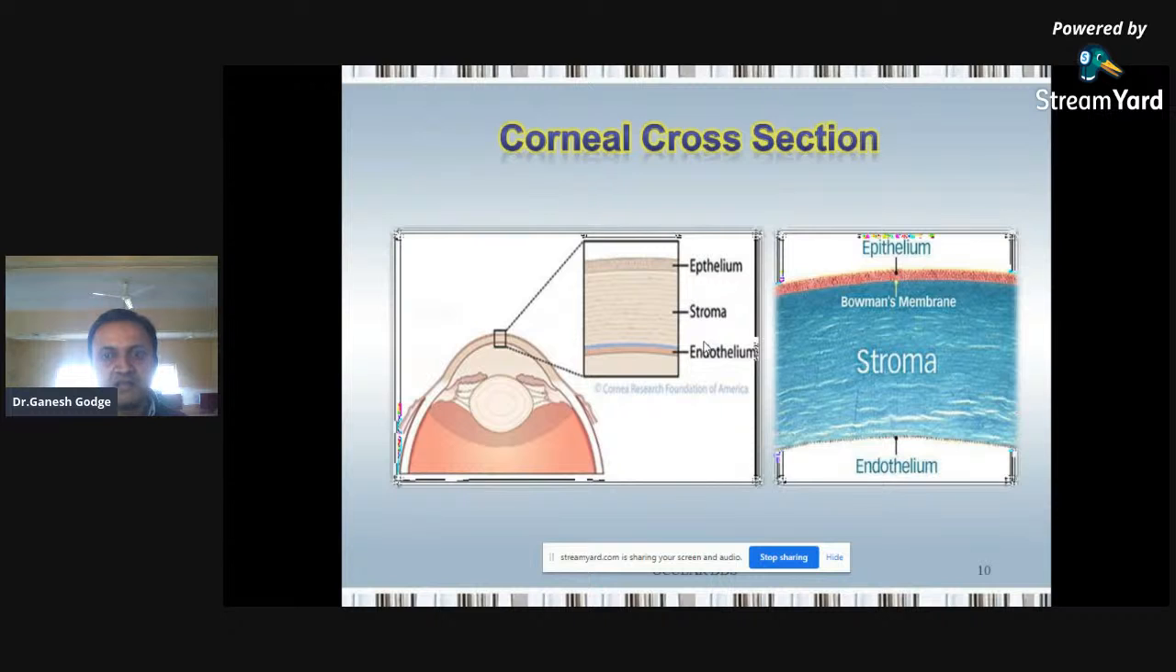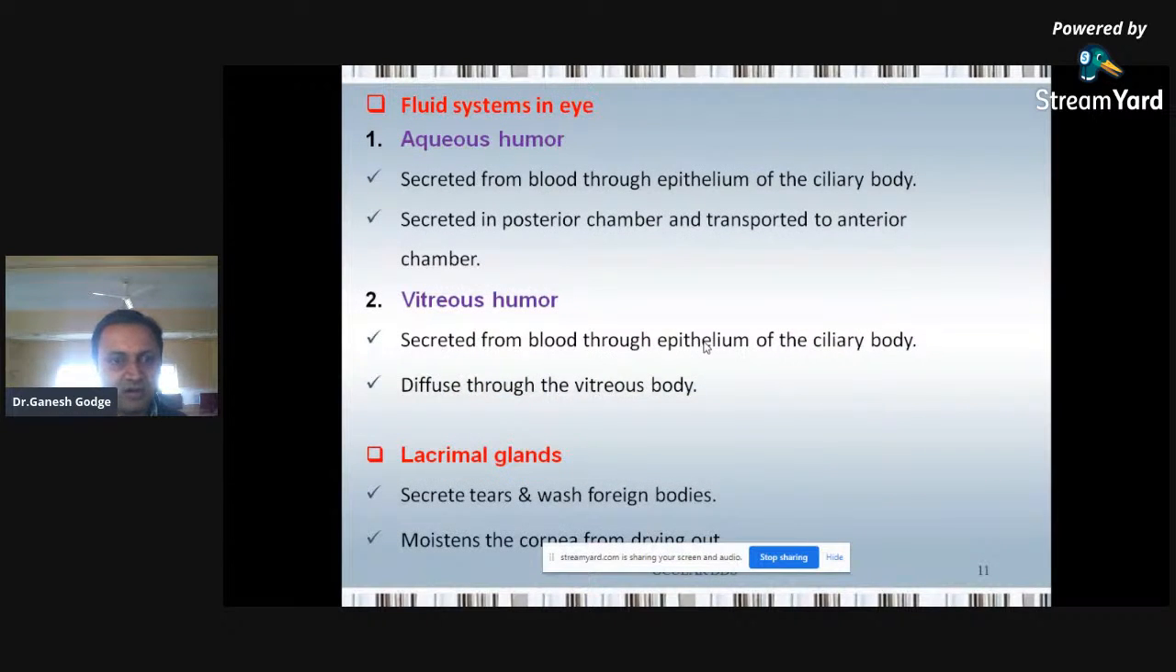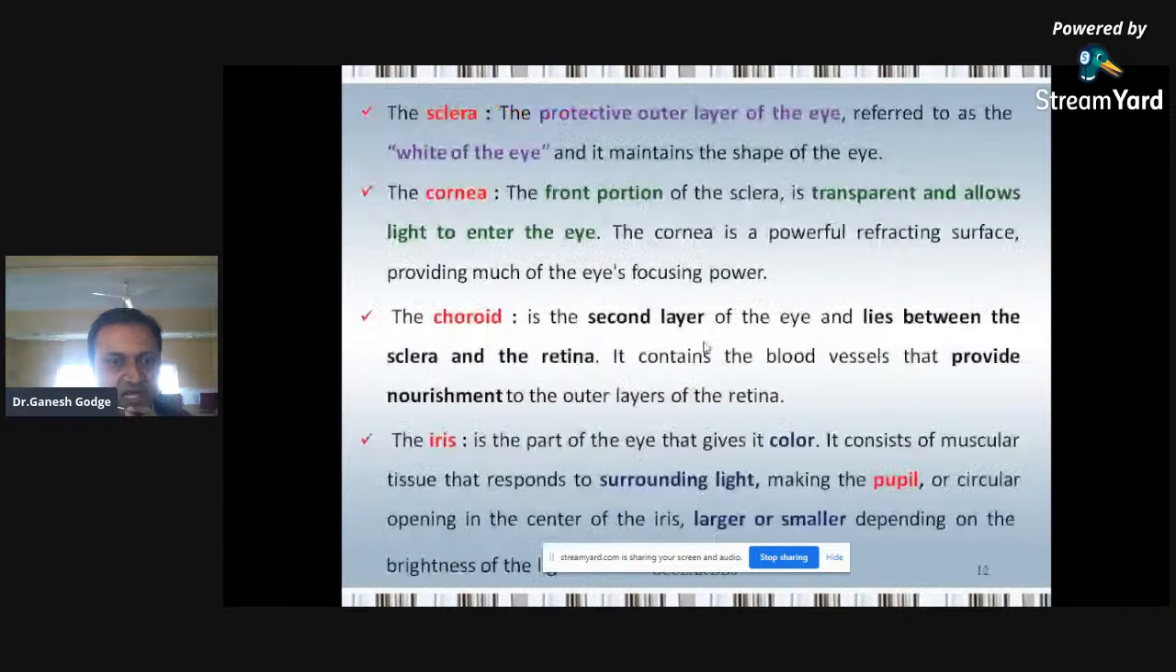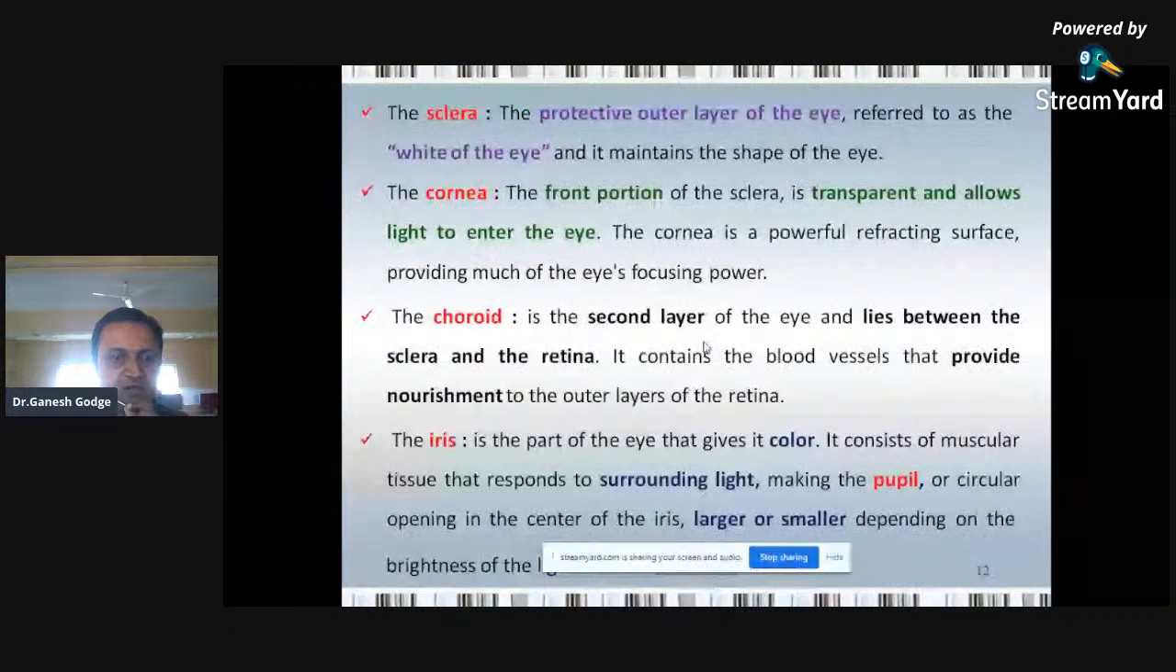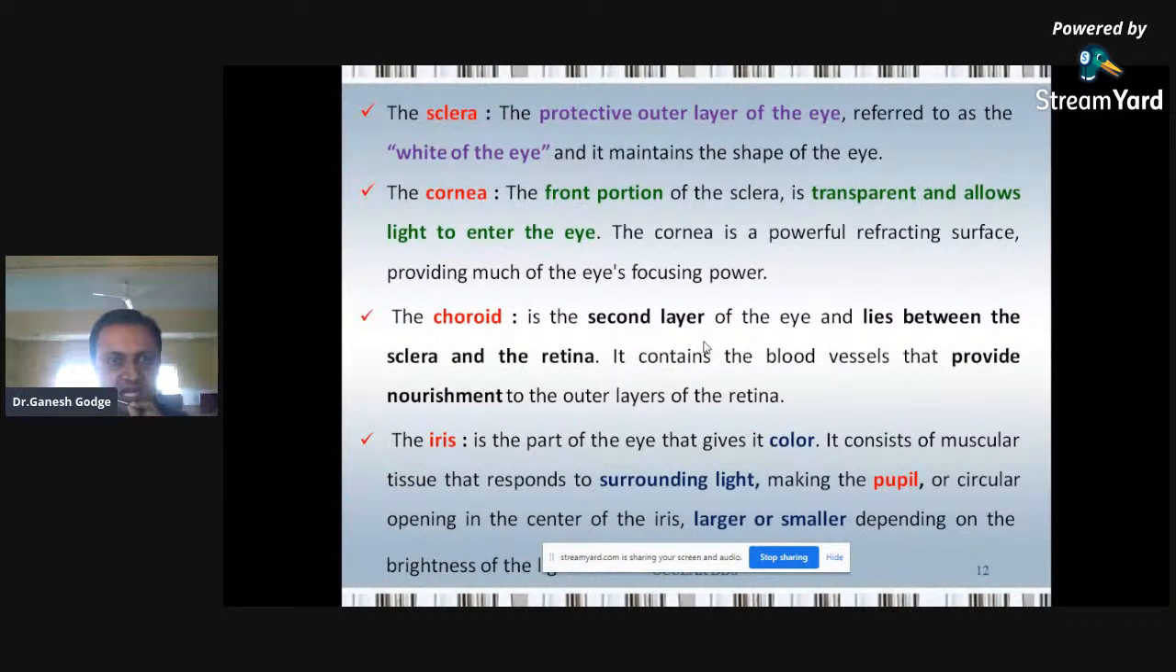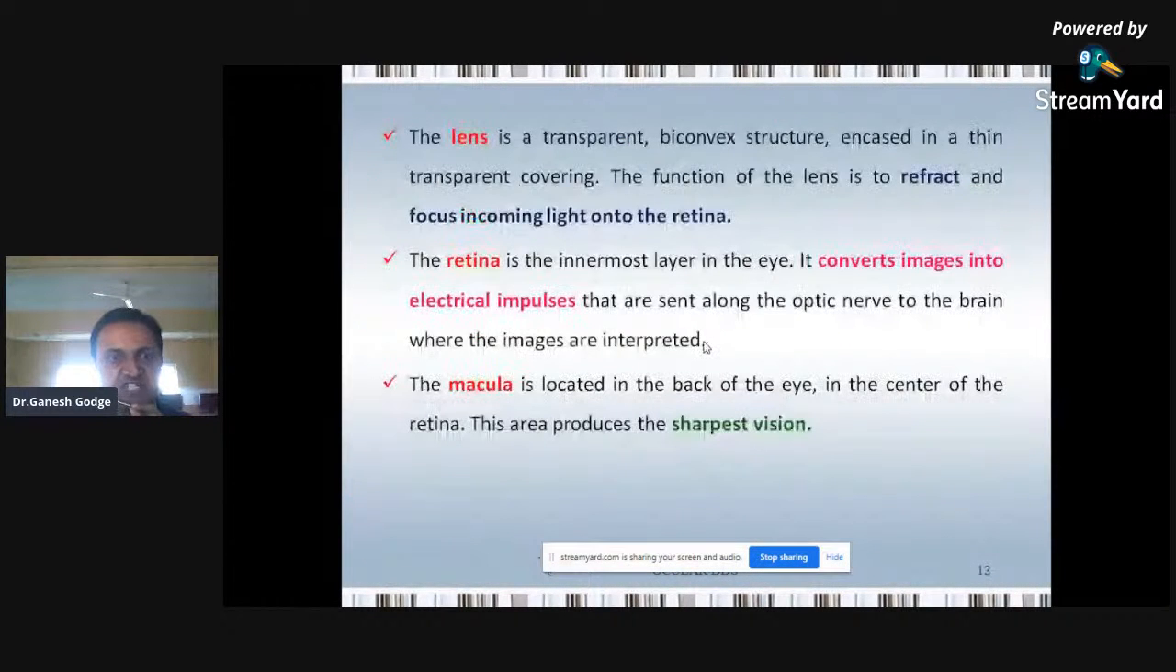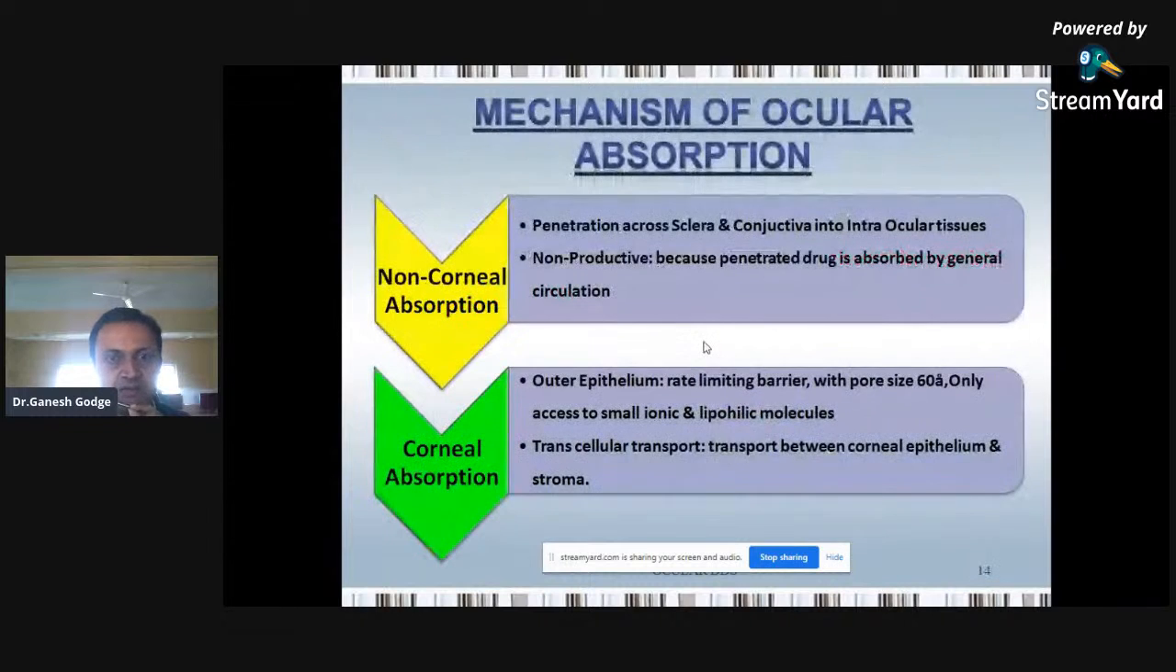Now this is a cross section of your eye. We are not supposed to go into the detail of anatomy and physiology. It's just a brief look to revise the knowledge which we learned in first year. That's why we have taken this diagram. There is the presence of aqueous humor, vitreous humor, and lacrimal glands, which are parts of the ocular anatomy. Sclera, cornea, choroid, iris, lens, retina and macula are the various parts.